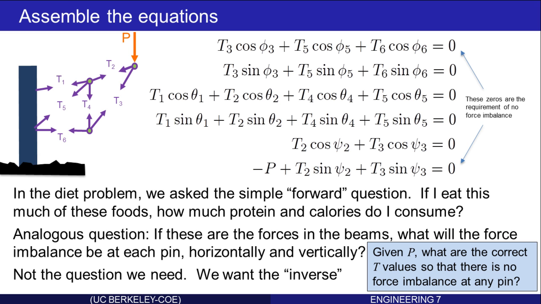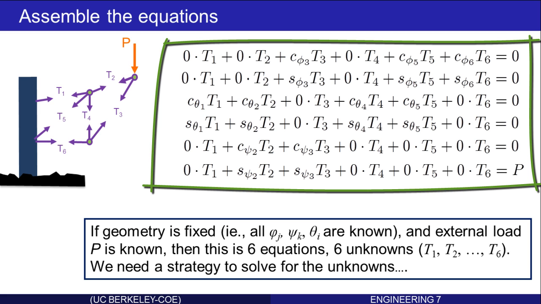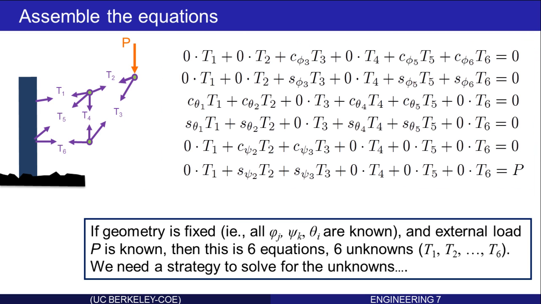I'm going to rewrite the equations including every T in every equation with a coefficient of 0 in front of it if that's the case. Now the equations look like this. It's a nice regular pattern of equations. Each equation involves all the T's, and there are 6 equations. The right-hand side of the equations is not 0. I've moved the known force P to the right-hand side. As we mentioned, if the geometry is fixed, then all the psi, phi, and theta are known, and the external load P is known, then this is 6 equations and 6 unknowns, and we need to learn a strategy for how to solve these.